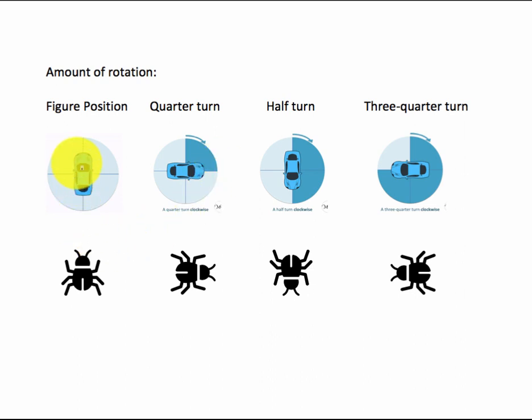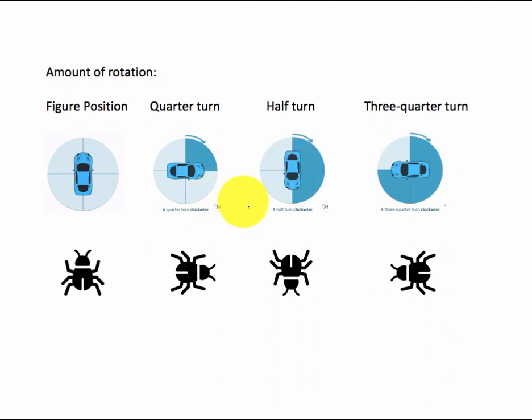If it started here in the figure position and ended up like this, well, then it's done a half turn. And you could say it's done a half turn clockwise, or you could say it's done a half turn counterclockwise. They would both end up in the same image position.